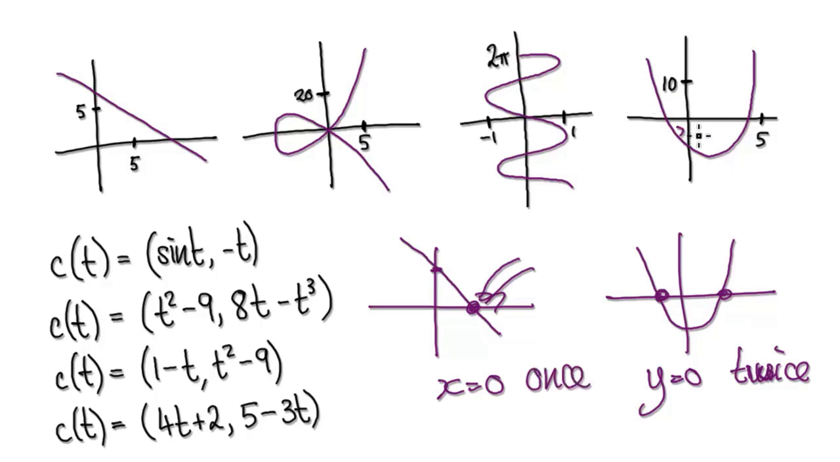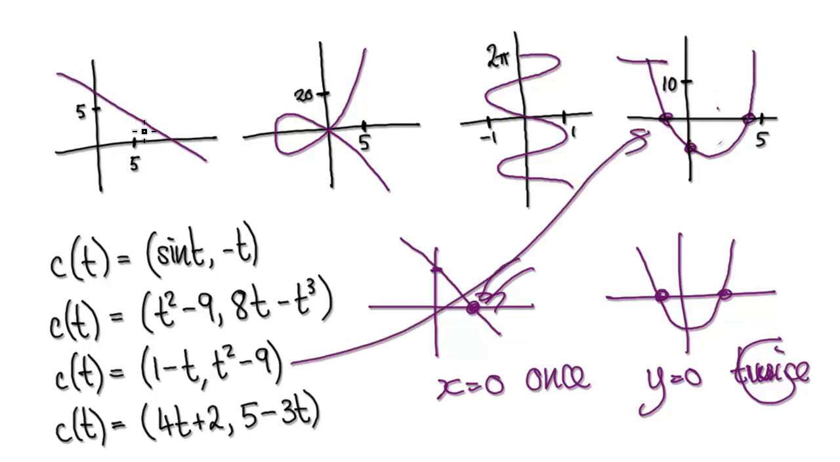X equals 0 would be along here. So you can see it's only 0 once. Because if it does something like this, then it's 0 3 times. But here, let me erase this. Here you can see that x is only 0 once, right here. Remember, x equals 0 is along here. And then y equals 0 twice. Remember, y equals 0 is along here. So y equals 0 twice. So you can see 1, 2. So it seems to match up with this one.